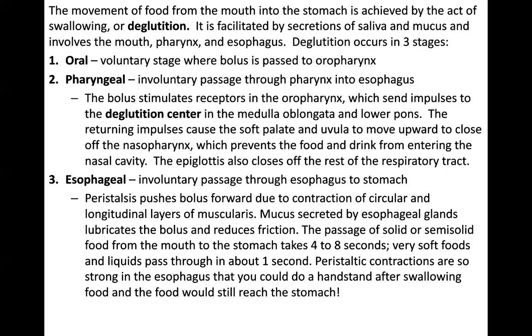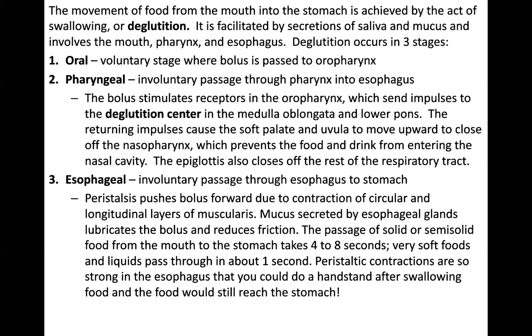From there, now that the ball of food, the bolus, is in our pharynx, our throat, we would then be in the pharyngeal stage. It's the first of our 2 involuntary processes. And this process moves that bolus from the pharynx into the esophagus. Now, that bolus is going to stimulate receptors in the oropharynx, which then sends impulses to the deglutition center in the medulla oblongata and lower pons.